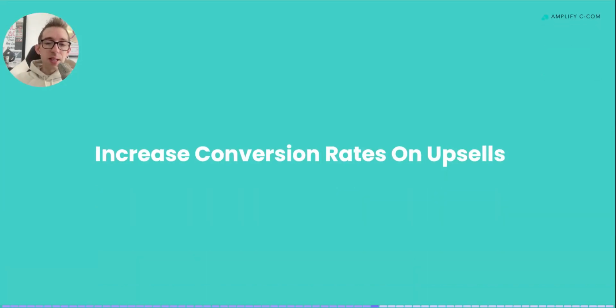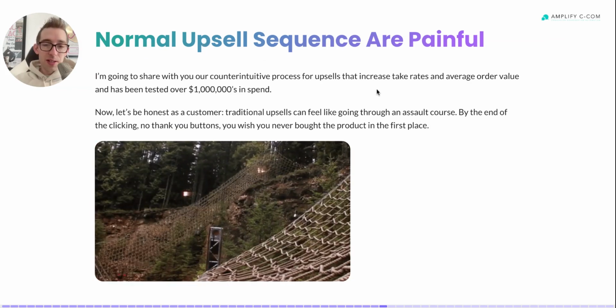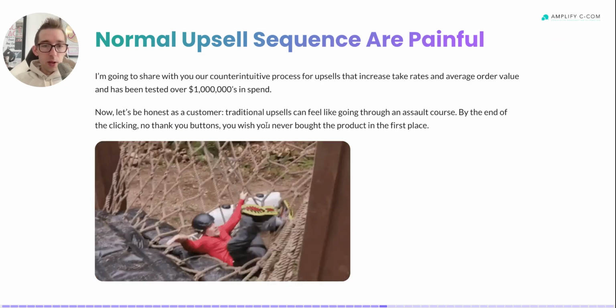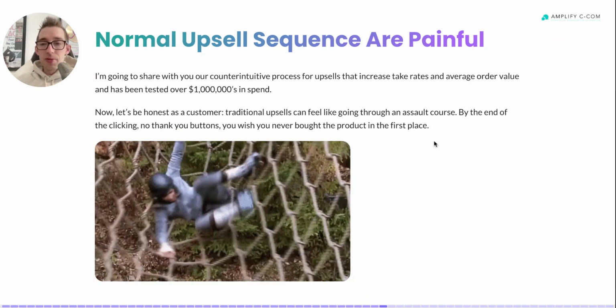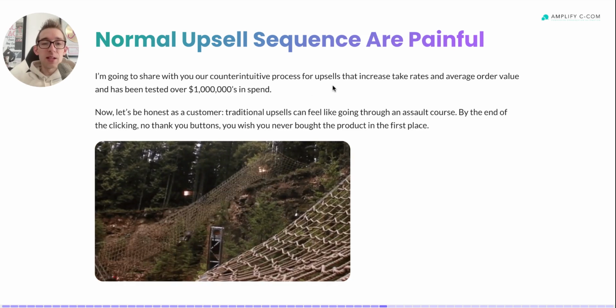So, increasing conversion rates on upsells. Normal upsell sequences are painful, right? It's like climbing up a hill, getting to the top and falling all the way back down. So I'm going to share with you a counterintuitive approach that has been tested over millions in ad spend.